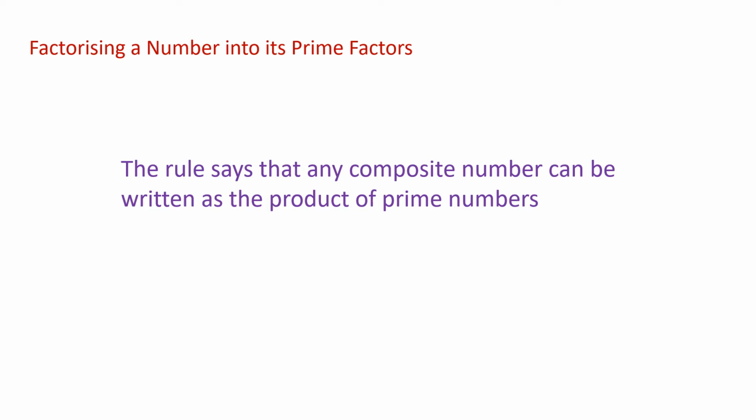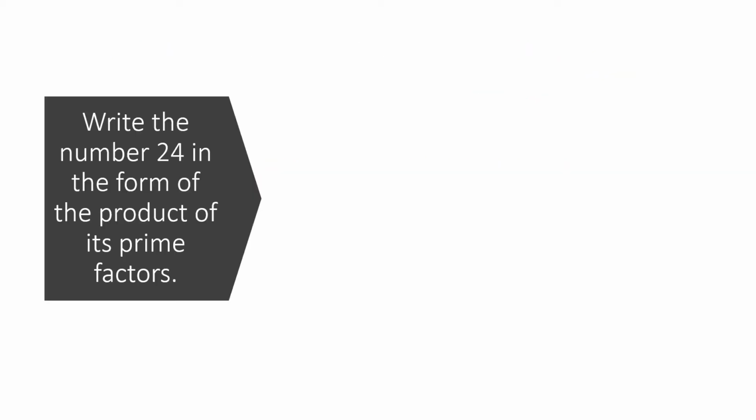For example, if you have to write the number 12, you will write it as 2 into 2 into 3. All these are prime numbers, and their product is 12. See that a composite number can be written as the product of prime numbers. We know that. In that case, if we are trying to write 24 as the product of its prime numbers, how will we write?